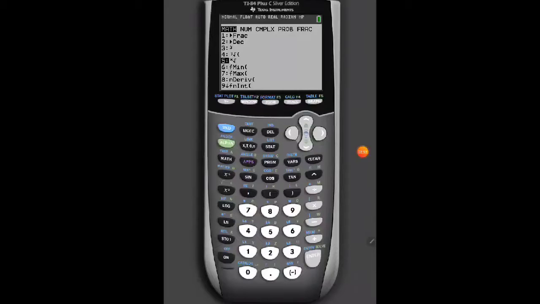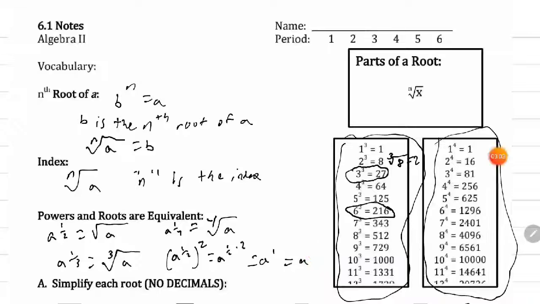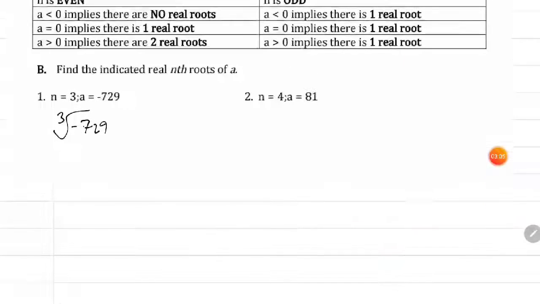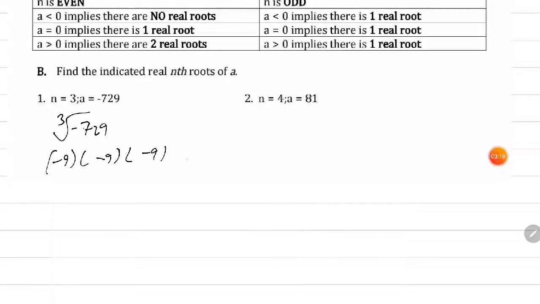Alright, let's go back. Once again, my chart tells me that 729 is 9 to the third. So this is negative 9 times negative 9 times negative 9. Oh, well, yeah, this is equal to negative 9. Done. That's my one root.